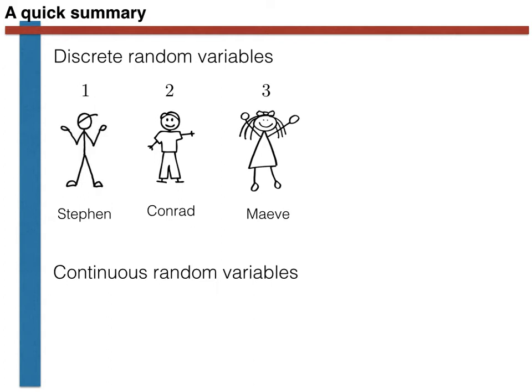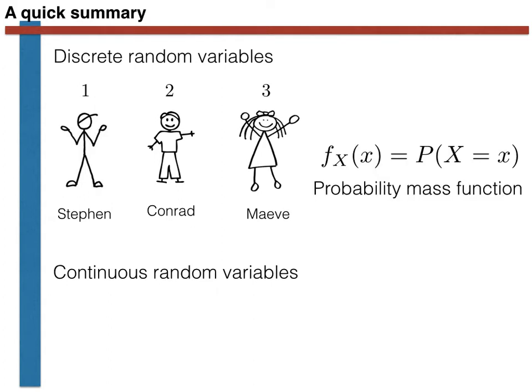If you want, we can think of this probability mass function as a 3-component vector in this case, and thus label the probability of selecting Stephen as P1, the probability of selecting Conrad as P2, and the probability of selecting Maeve as P3.